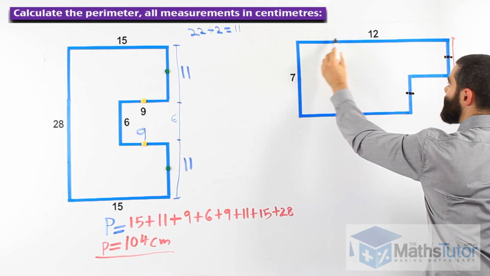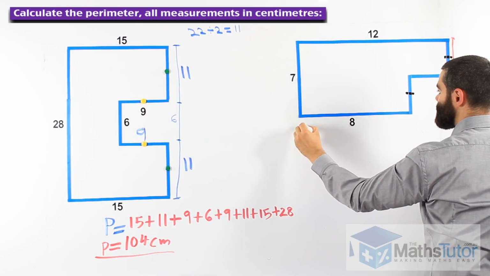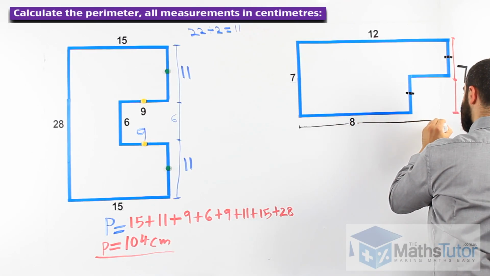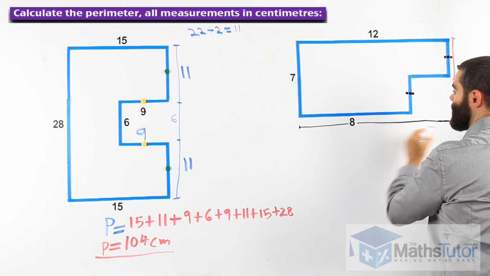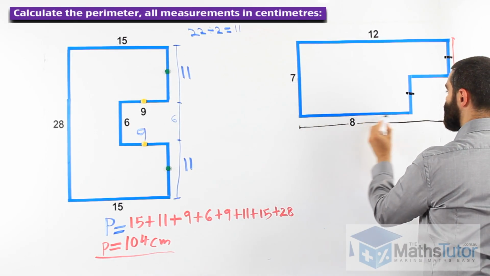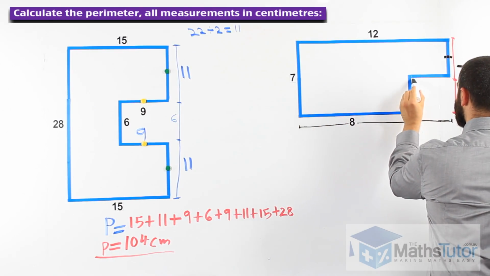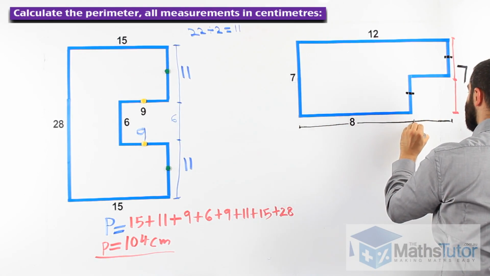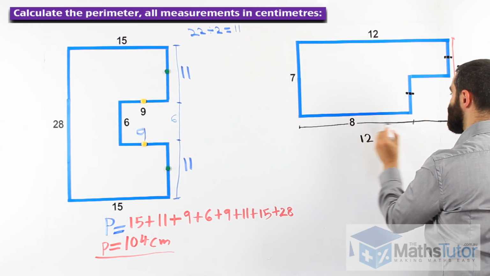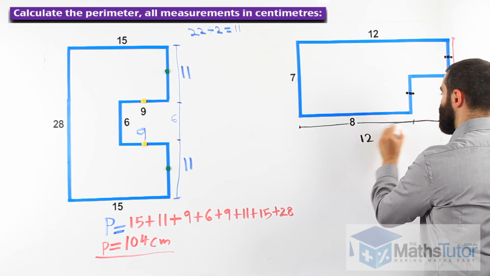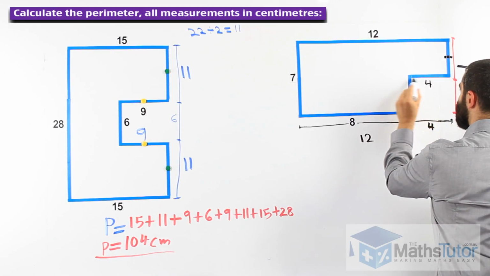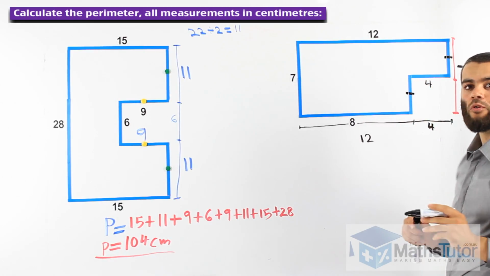We know the total is 12. That means from here all the way. We know that is total 12, the whole way. And this is 8. That means we want to find this missing part here, which is from there to there. If the total is 12 from there all the way, and this section here is 8, 12 take away 8, this must be 4. Do we have all the sides?